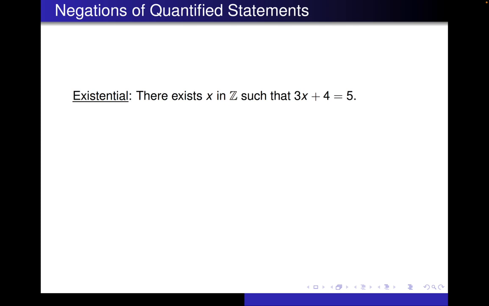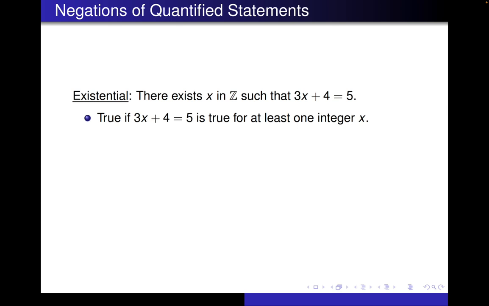So let's look at our existential statement. There exists x in the integers such that 3x plus 4 equals 5. Let's see if we can figure out a useful negation for this one. And in order to do that, I want to know when it's true and when it's false. So let's start with when it's true, because that's a little bit easier, and then I'll figure out when it's going to be false, and that's going to help me figure out my negation.